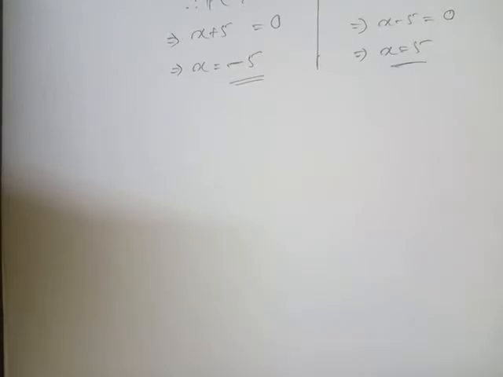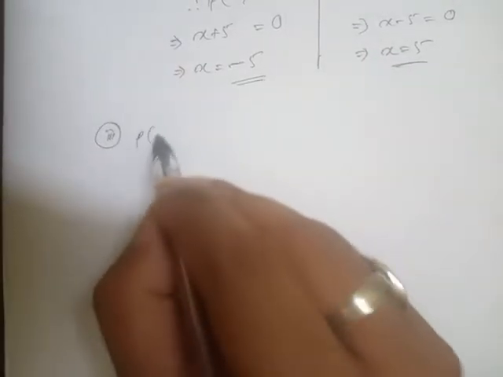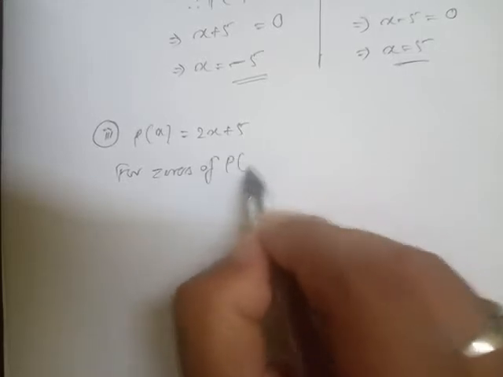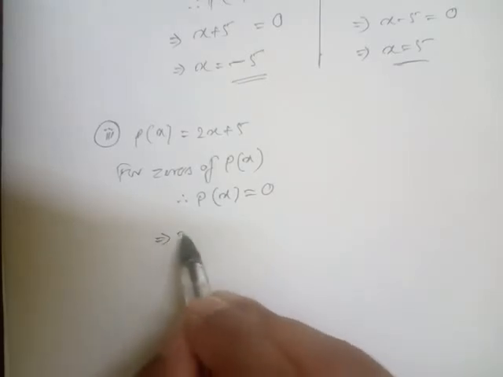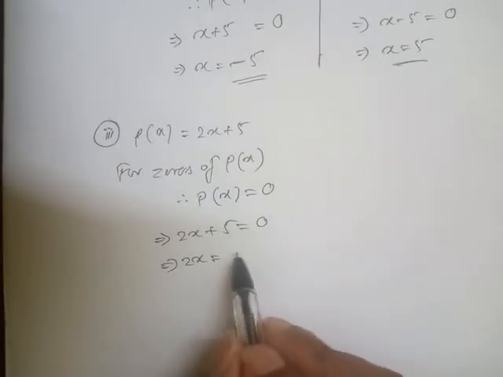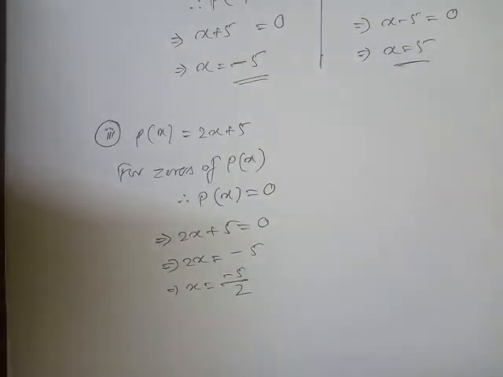Now student, look here at 4 Roman 3. In 4 Roman 3, p(x) is equal to 2x plus 5. Now we have to write here for zeros of p(x), therefore p(x) equal to 0. Now next one, 2x plus 5 equal to 0. Now 2x equal to, take 5 to that side, it becomes minus 5, and x equal to minus 5 by 2. This is the answer of question 4 Roman 3.